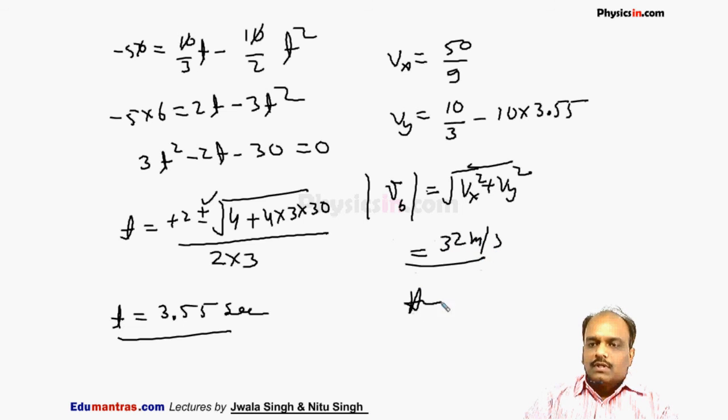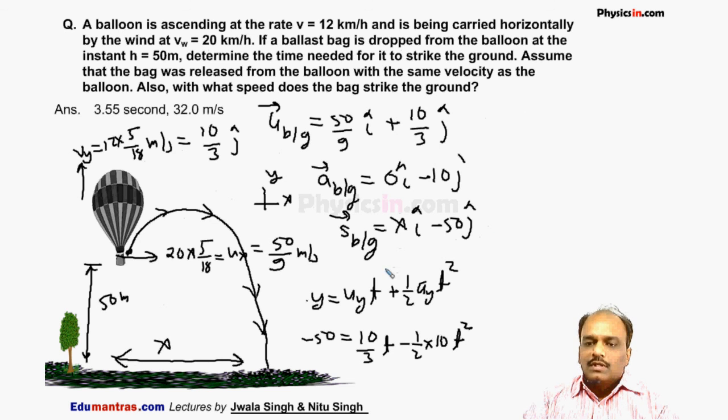So this is your answer. You know vx, you know vy, square these two, add them and take the root, and you will get the speed of the bag when it strikes the ground.